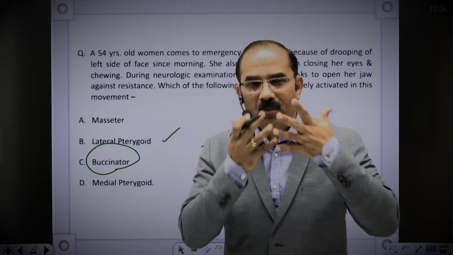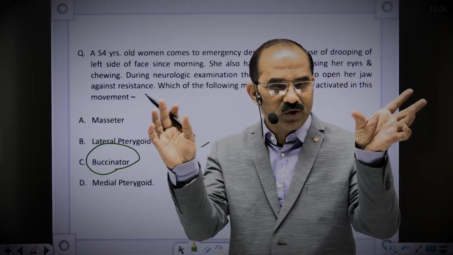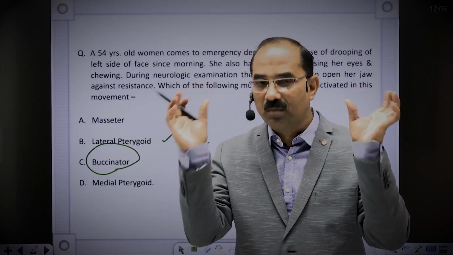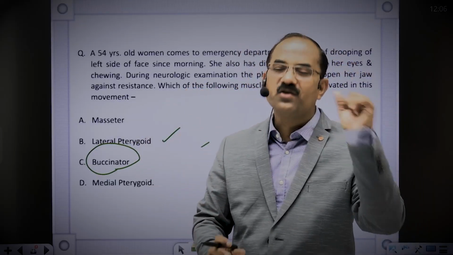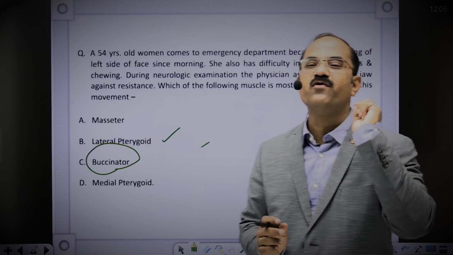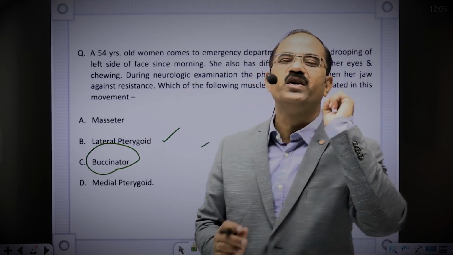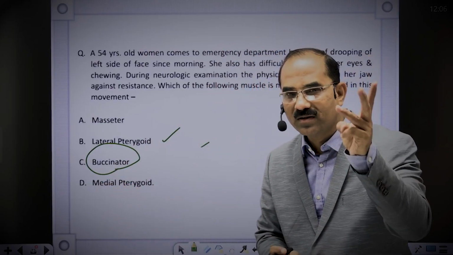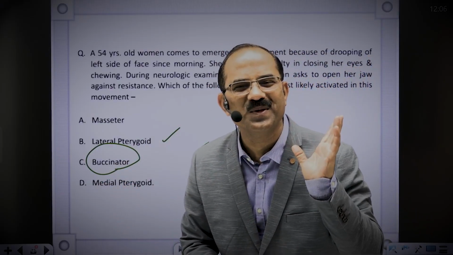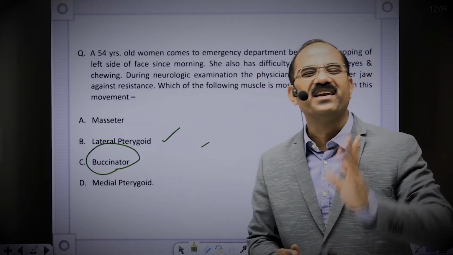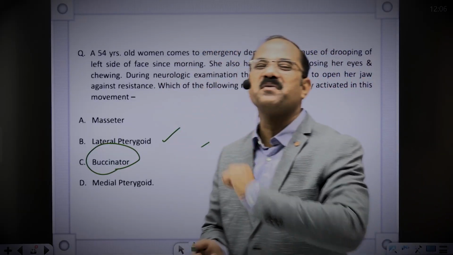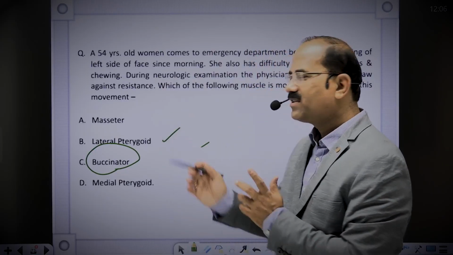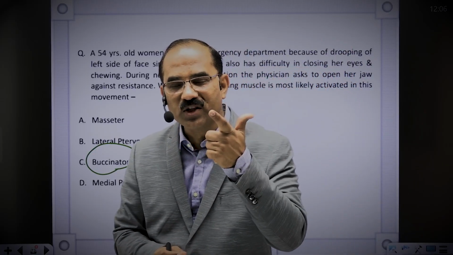Remember, students, muscles of the face we divide into two groups. One is the muscles of facial expression. The second is the muscles of mastication. Muscles of facial expression are derived from the second pharyngeal arch. They are supplied by the facial nerve. Whereas muscles of mastication are derived from the first pharyngeal arch. Therefore, they are supplied by which nerve? Mandibular nerve. So buccinator is a muscle of facial expression.